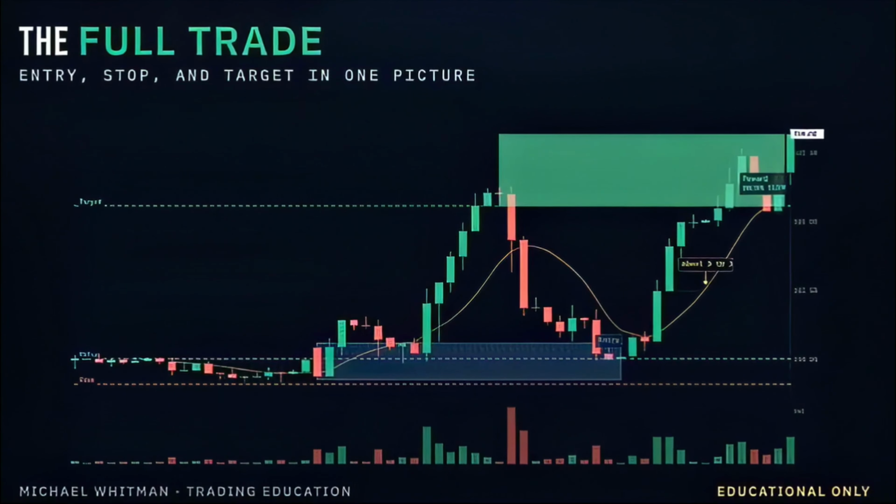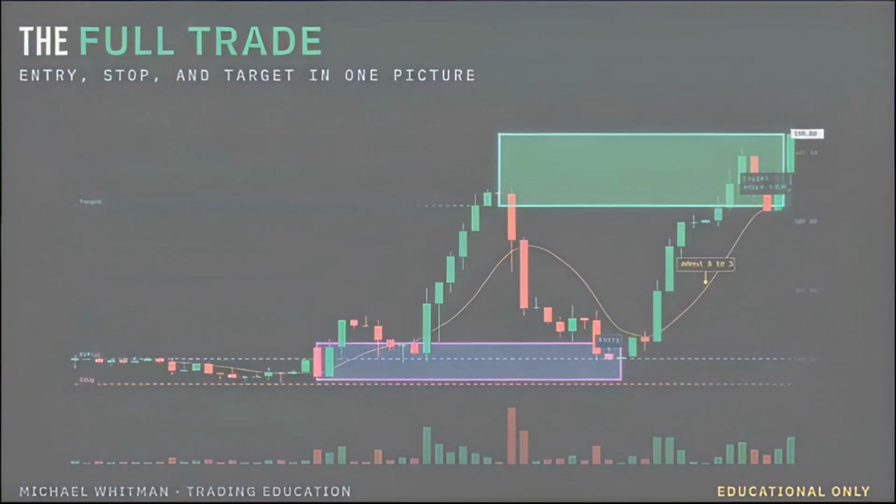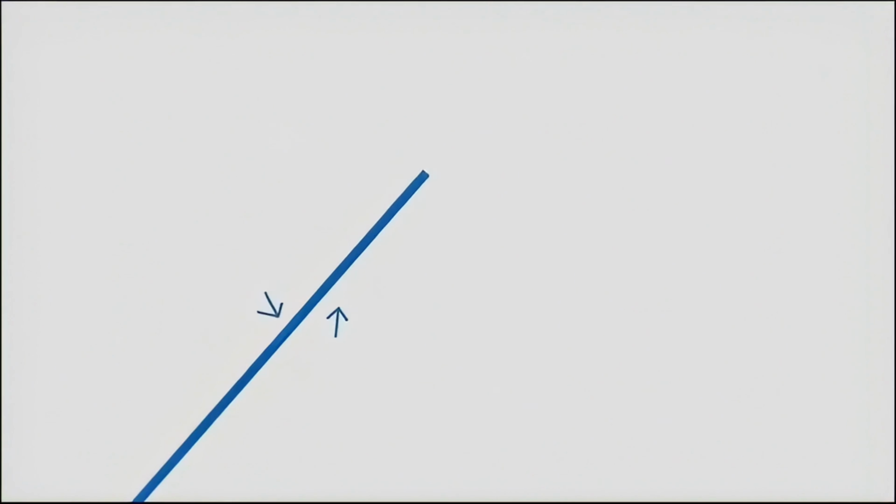You do not need to be right most of the time. You need your winners to be bigger than your losers. And a good order block hands you exactly that shape. Let me walk one through exactly as it happens.